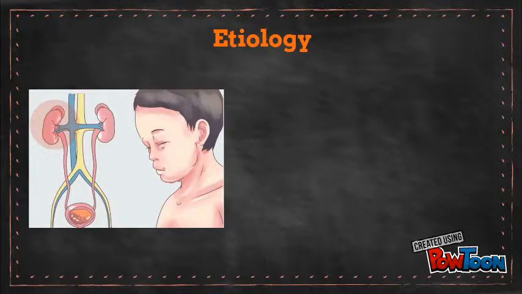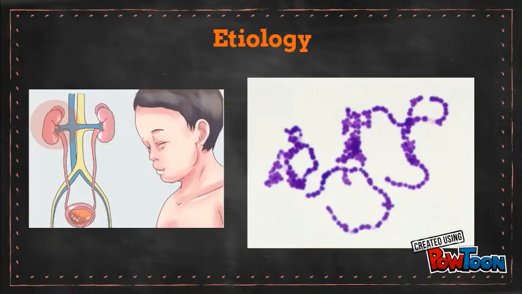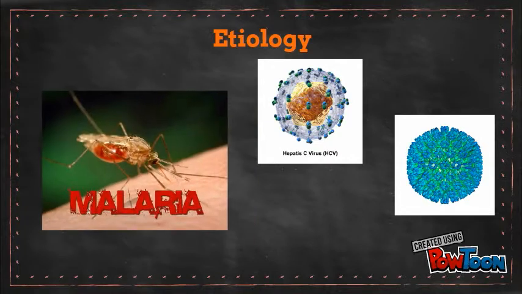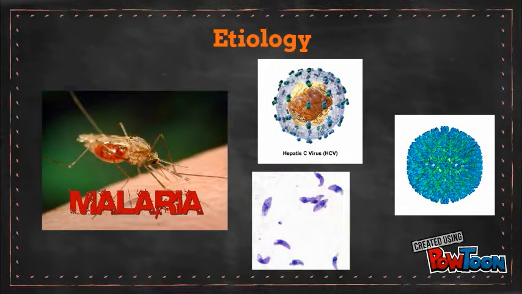Etiology. In most cases, post-infectious glomerulonephritis is secondary to a group A beta-hemolytic streptococcus infection. However, other bacteria, viruses, and parasites can cause it. For example, hepatitis B and C virus, Epstein-Barr virus, malaria, toxoplasmosis, and staphylococcus.